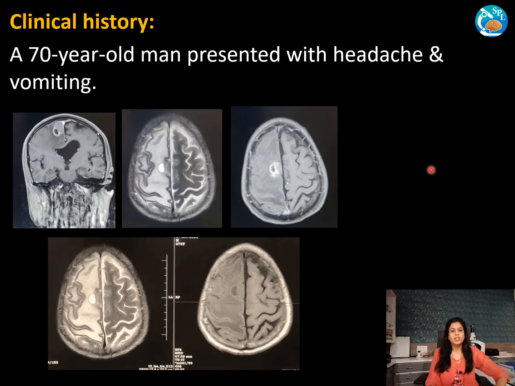A 70-year-old man presented with headache and vomiting. He underwent MRI, which revealed the presence of a solid cystic mass in the parasagittal region of the right frontal lobe, measuring 2.2 x 2 x 1.5 centimeters.